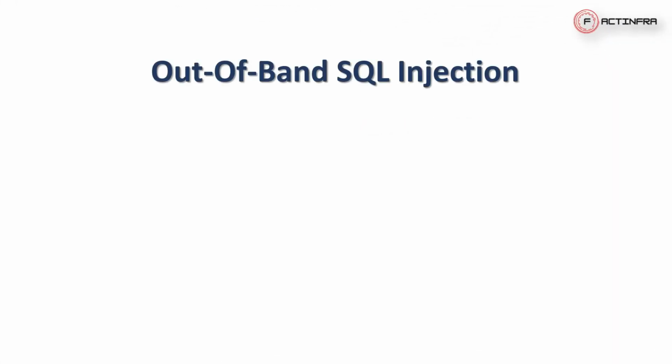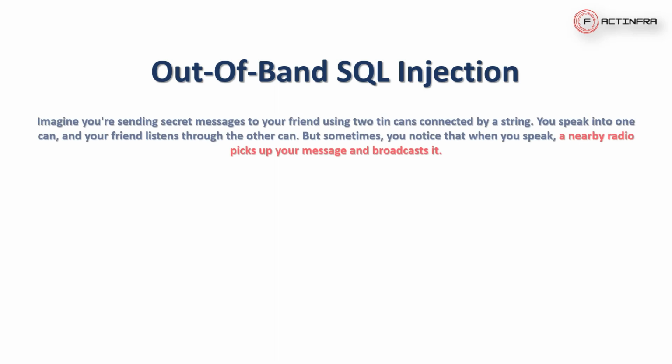Again, we are moving towards out of band SQL injection. This injection is rare, and we can also call it external SQL injection. Imagine you are sending a secret message to your friend using two tin cans connected by a string. You speak into one can and your friend listens through the other. But sometimes you notice that when you speak, a nearby radio picks up your message and broadcasts it. So this is the main scenario.